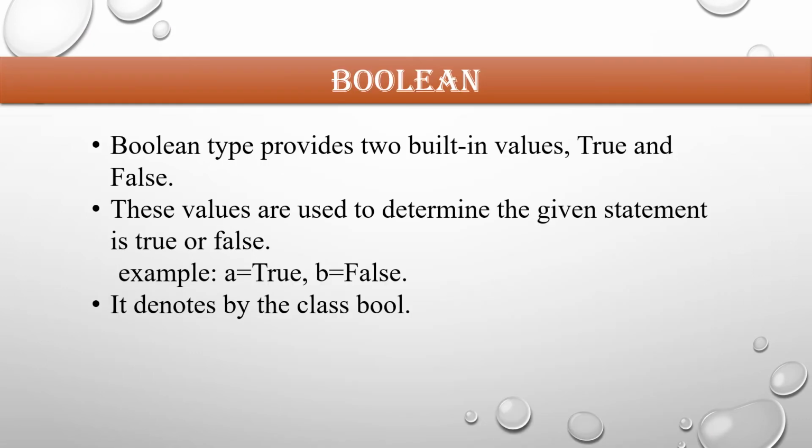Next, Boolean. Boolean type provides two built-in values, true and false. These values are used to determine whether the given statement is true or false. Example, A is equal to true, B is equal to false. This Boolean is denoted by bool class.